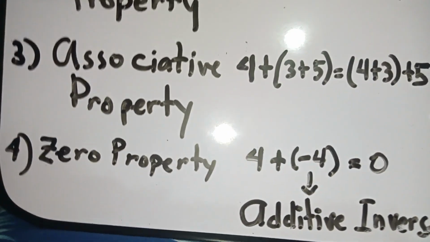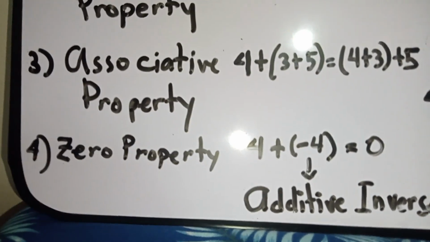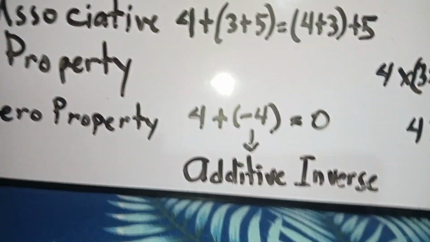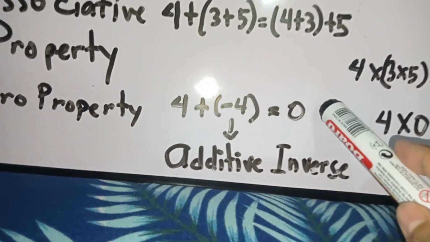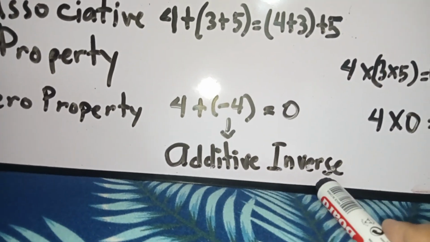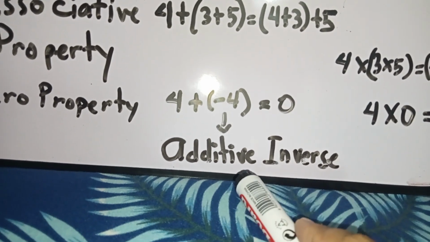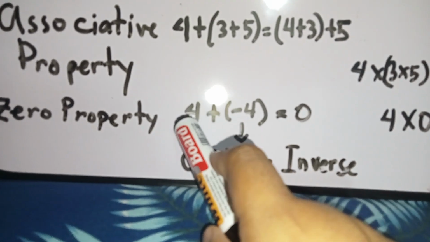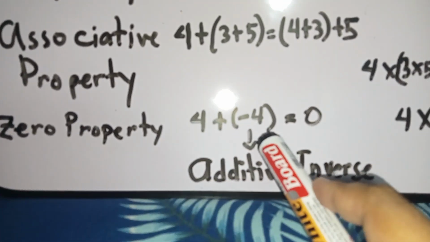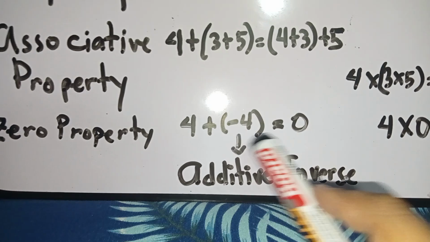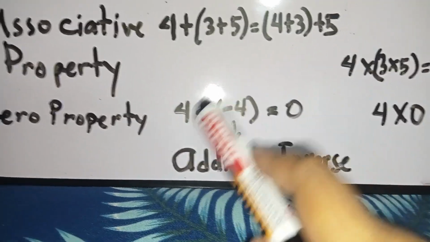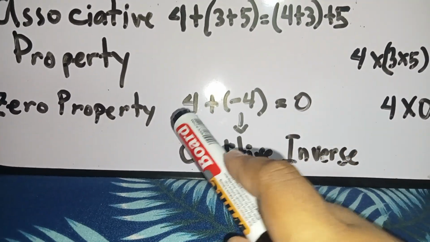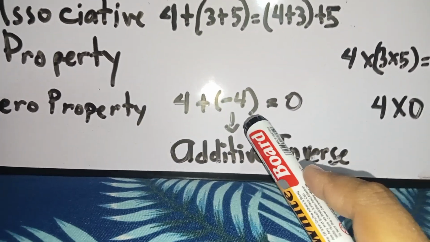Now, let's have the zero property. So in zero property, what makes addition zero? In addition, to make it zero, you need an additive inverse. When we talk about additive inverse, that's the opposite sign of the addend. For example, 4. The opposite sign is negative 4. So 4 plus negative 4 is 0. Negative 4 is the additive inverse. Since 4 is positive, the inverse is negative 4.